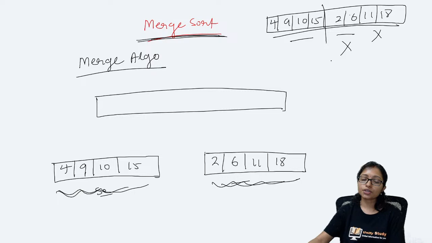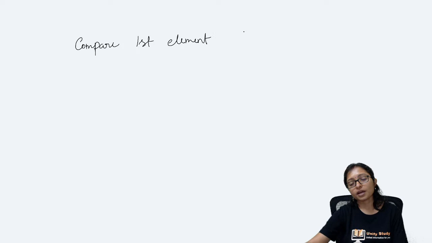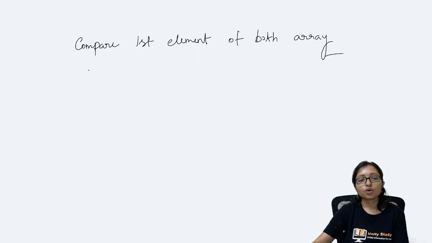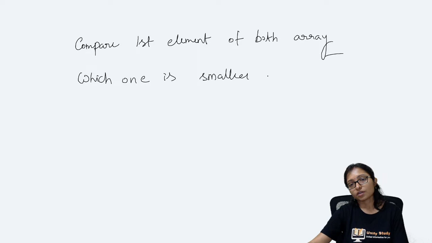What we will do, you can write down the steps also. It is not at all sorted, right? So we will do that. Compare the first element of both arrays. We are comparing the first element of both arrays. Which one is smaller? Put it in the origin and continue this process. We will continue this process.